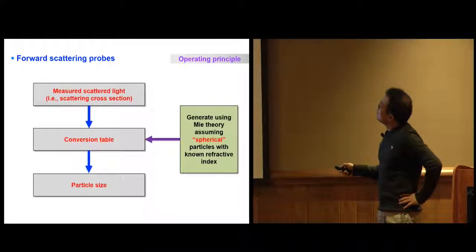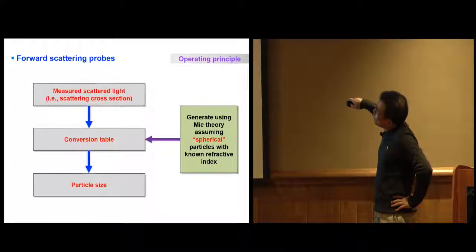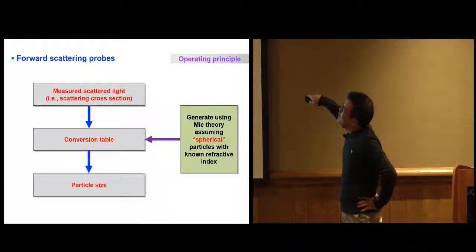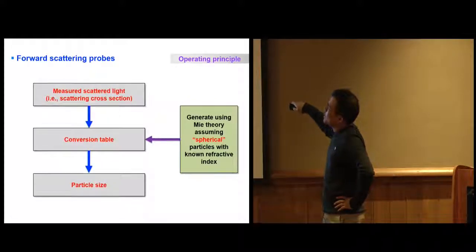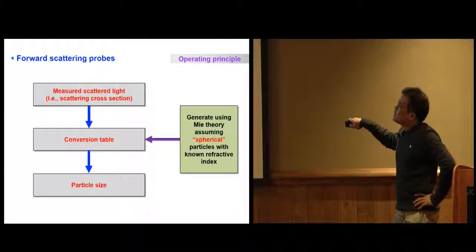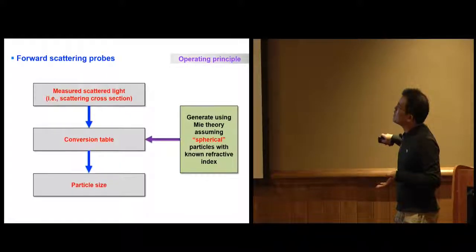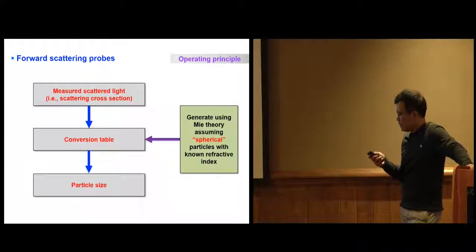Let's see, this one is the working principle of a forward scattering probe. So what a forward scattering probe really measures is the scattering cross-section. So from the measured scattering cross-section, we are using a conversion table to get particle size. And this conversion table is pre-calculated, and we are using Mie theory with assumptions of spherical particles.